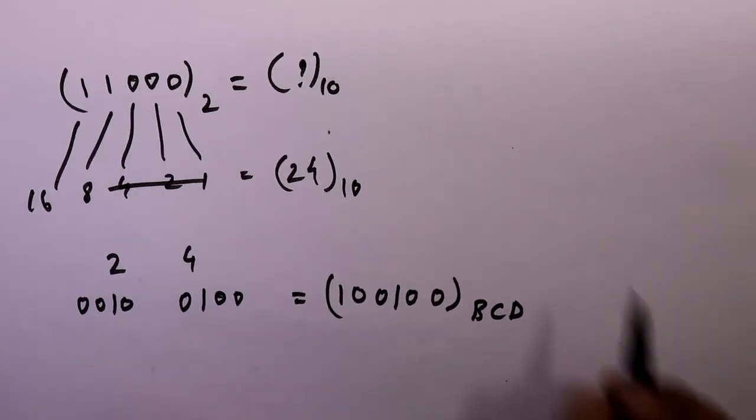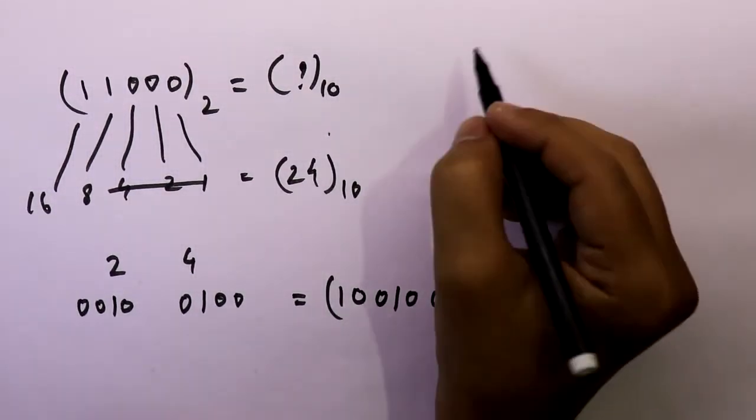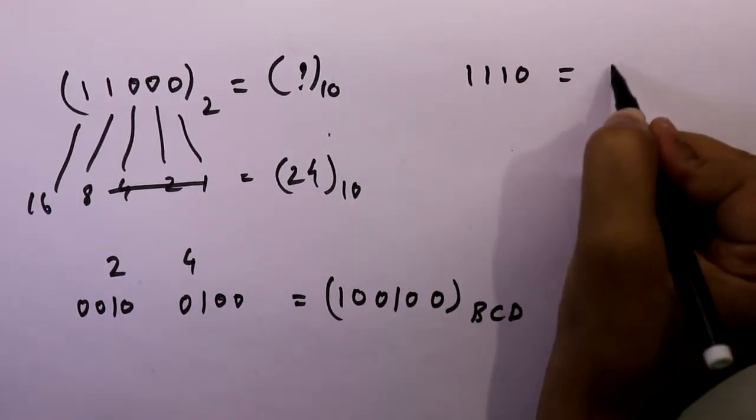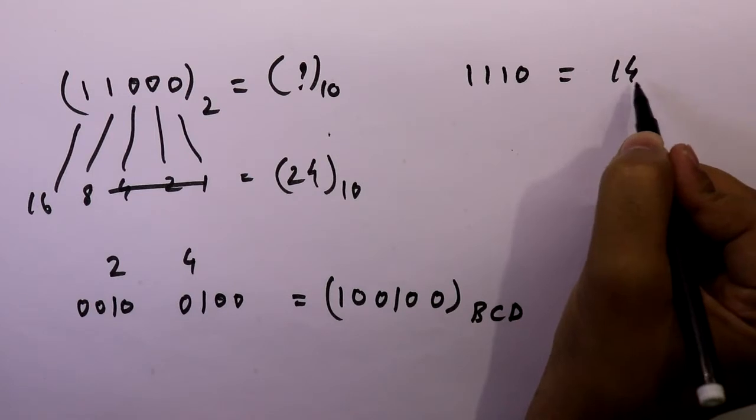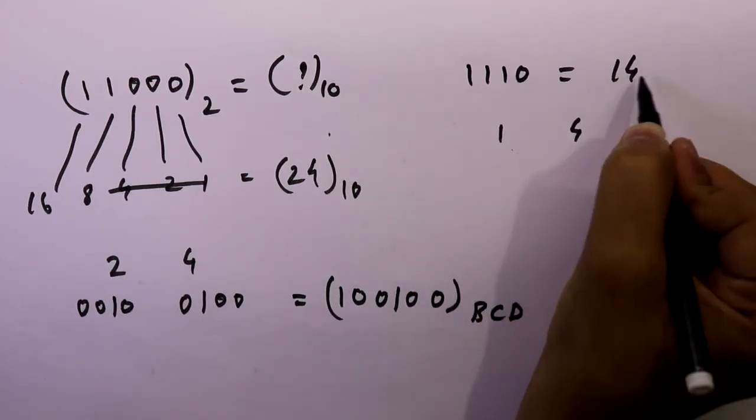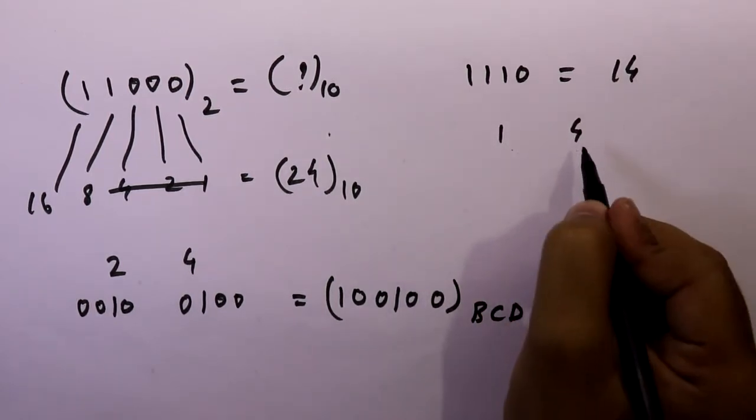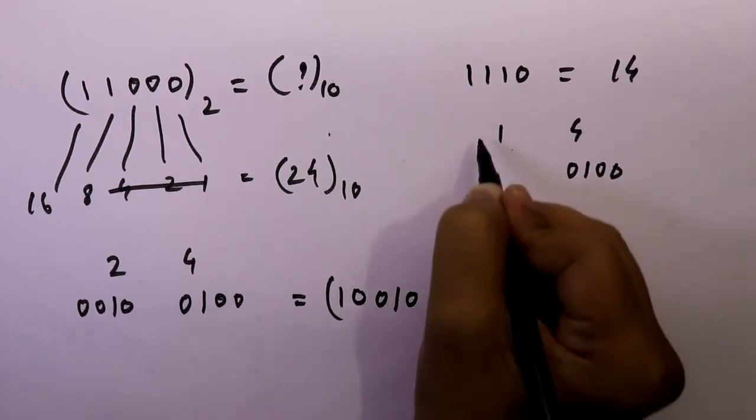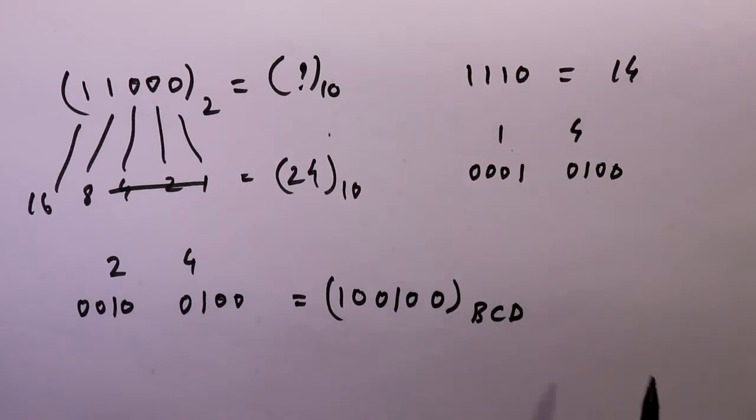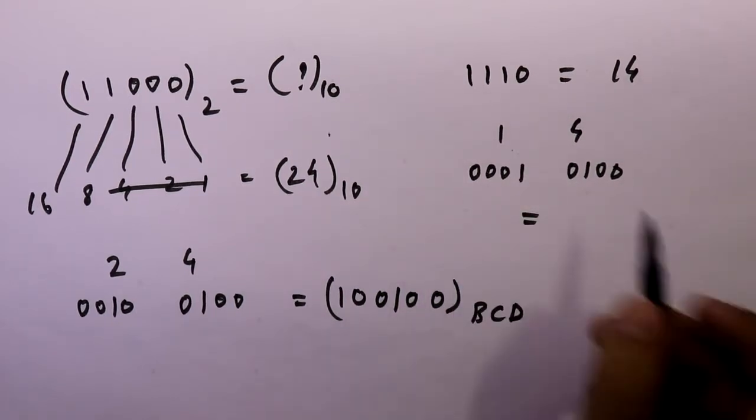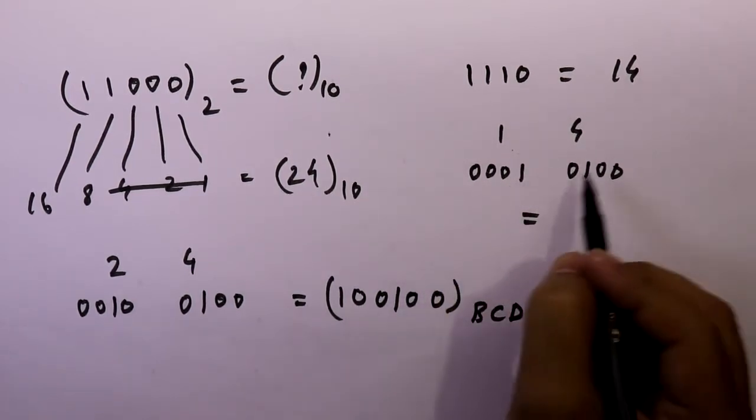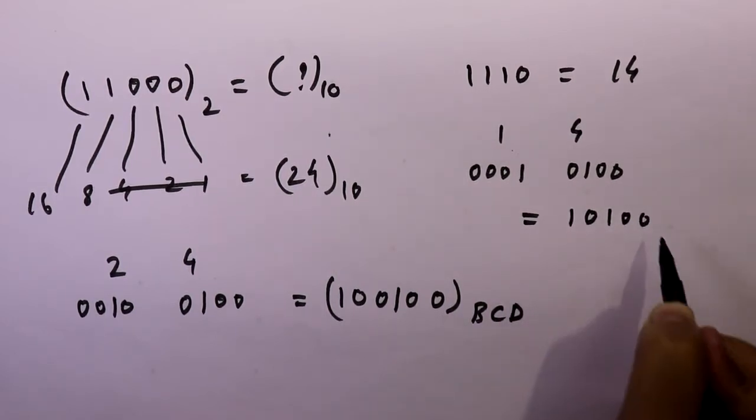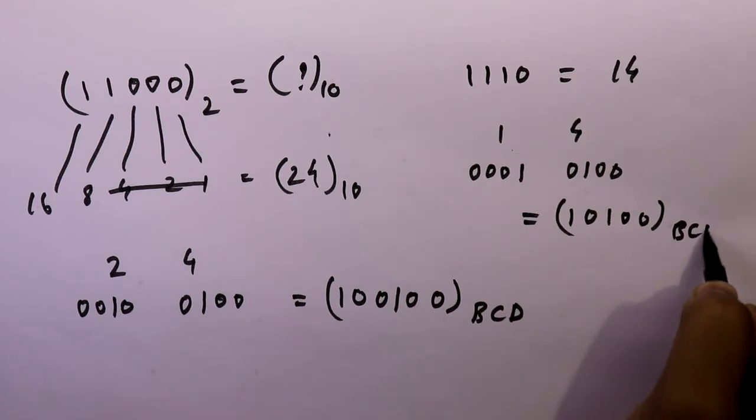Let's see another example. Let's say we have a 4-bit binary number 1110 and its decimal is 14. Now we have to write it separately. 14. Then we have to write its binary number: 4 is 0100, 1 means 0001. Now write it together, and no need to write these three zeros, so it will be 10100. This is in BCD.